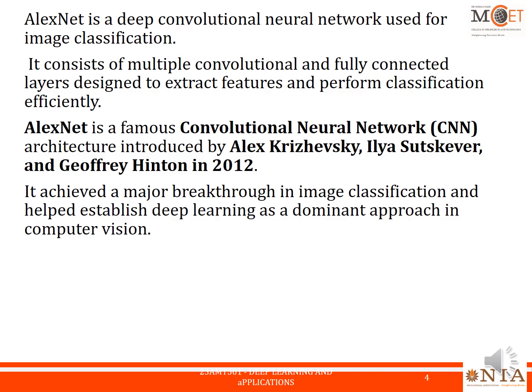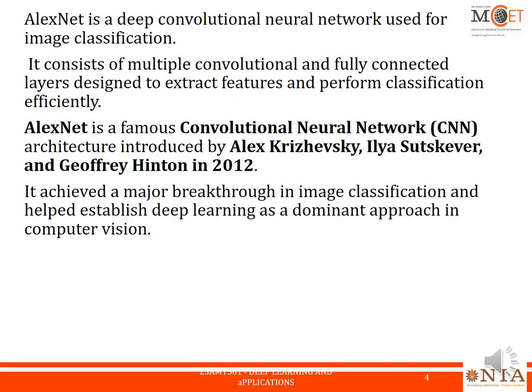If you are giving some images for classification, for example a combination of both dog and cat images, it will classify the images into the categories dogs and cats. It consists of multiple convolution and fully connected layers designed to extract features and perform classification efficiently. When we give images, it will extract important features from them and perform classification accordingly.